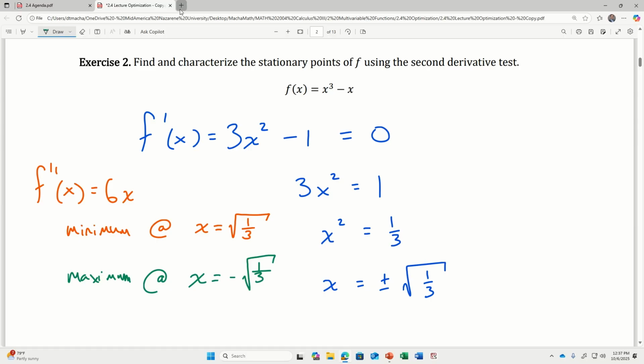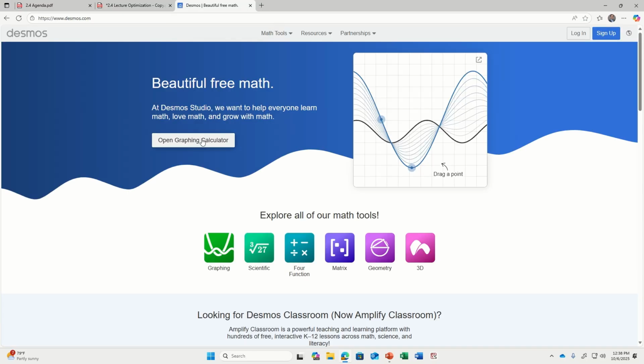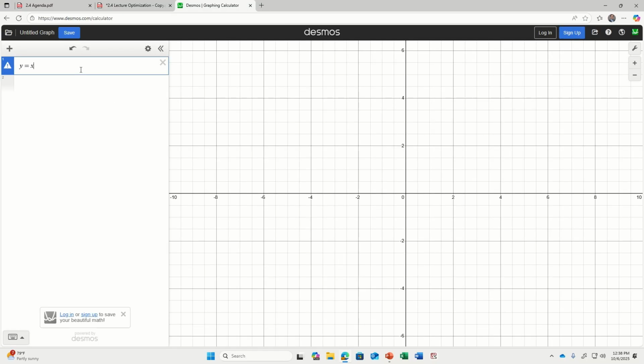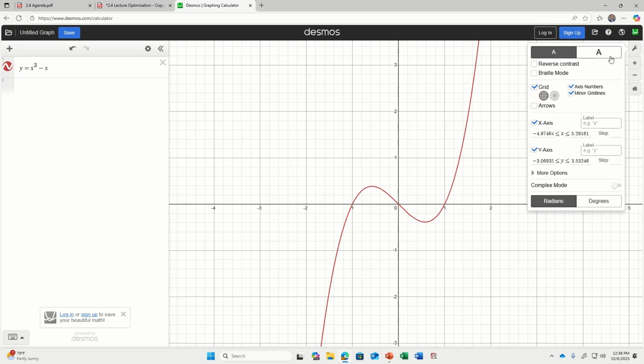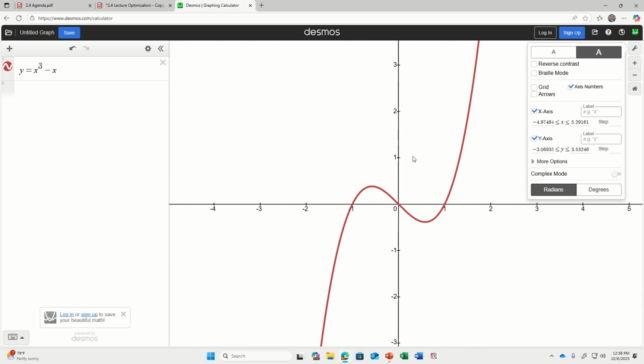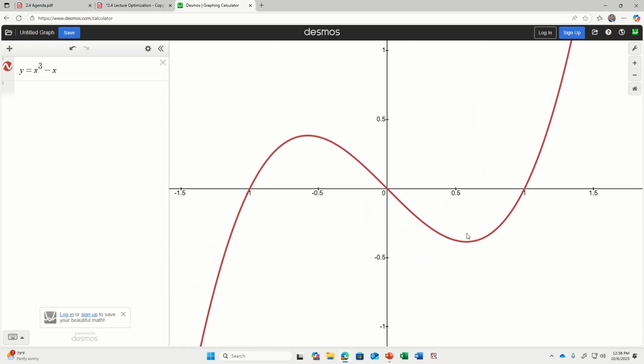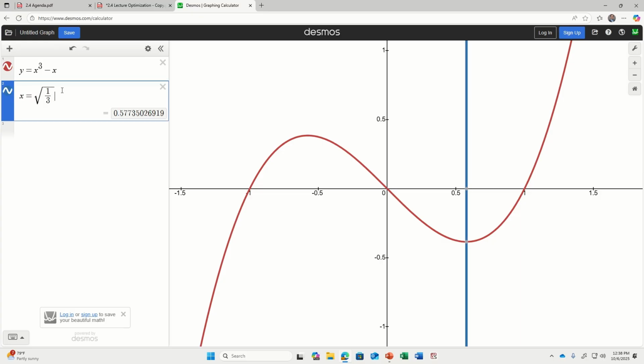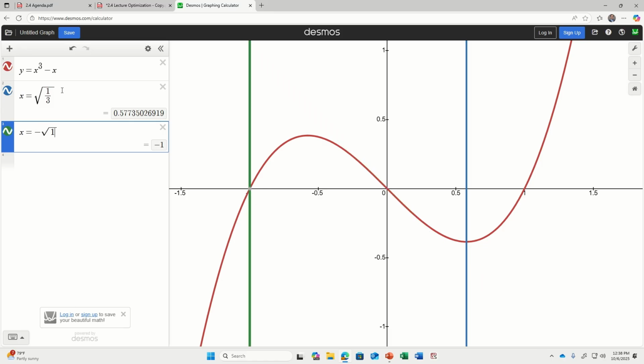You have already taken Calculus 1, and so you probably already get this, but if I was teaching Calculus 1, the next thing I would do is I would put it into Desmos, and I would say, look, students. I've got a minimum where x is equal to positive square root of 1/3. And I've got a maximum where x is equal to negative square root of 1/3.